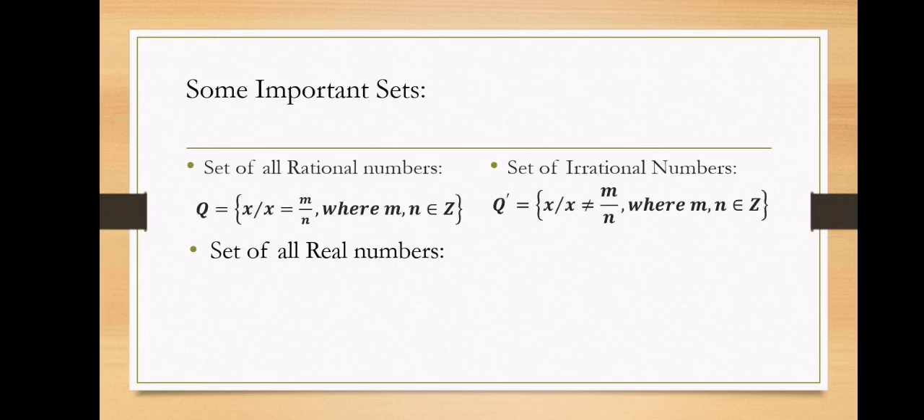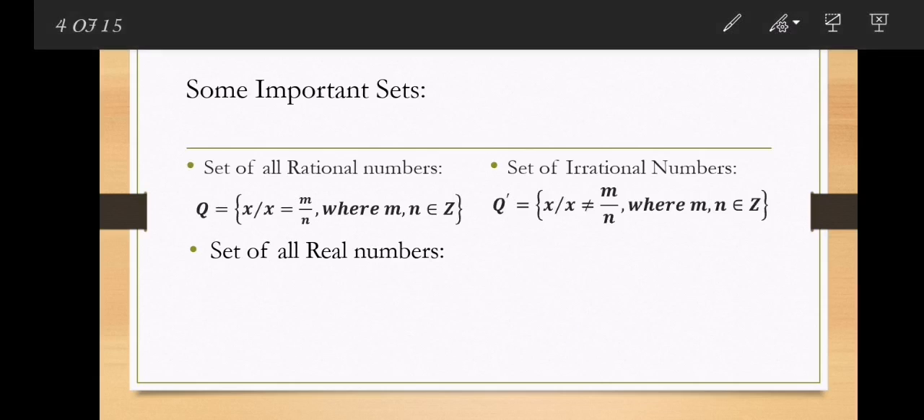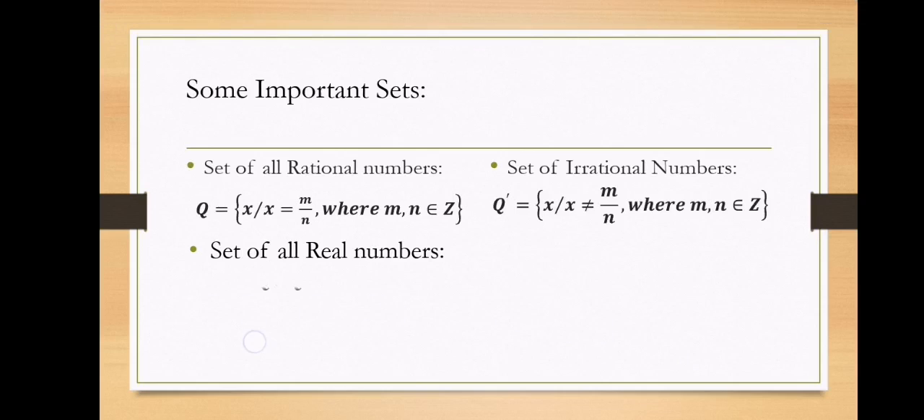Then comes the set of all real numbers. The set of all real numbers is the superset of all those sets which we have just studied. So the set of real numbers includes Q union Q dash, which means the set of real numbers is the union of rational and irrational numbers.